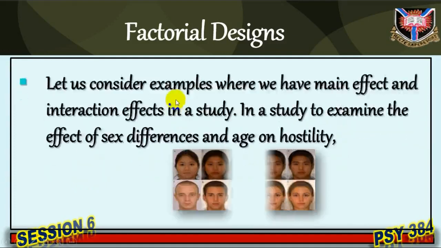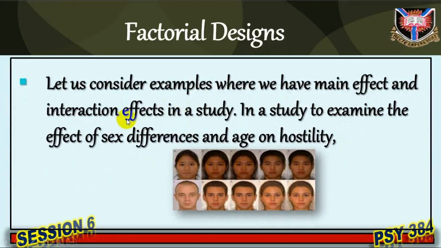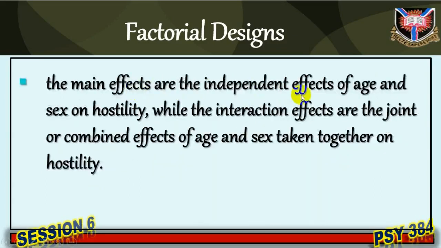Let us consider examples where we have main effect and interaction effect in a study. In a study to examine the effect of sex differences and age on hostility, the main effects are the independent effect of age and sex on hostility, while the interaction effect is the joint or combined effect of age and sex taken together on hostility.